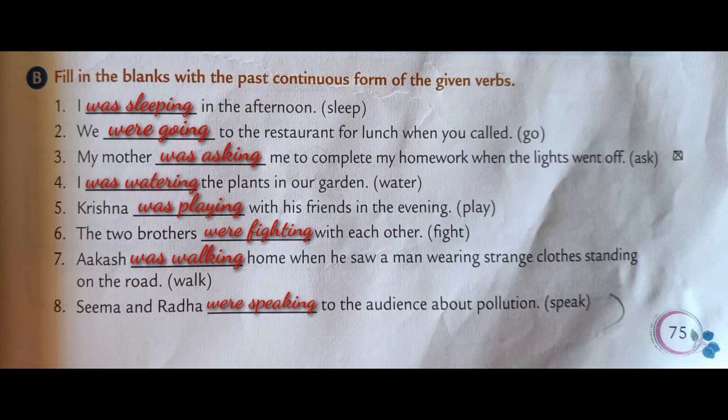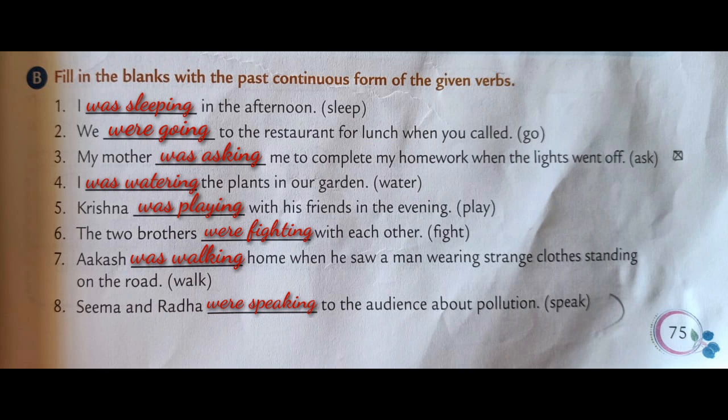For past continuous form, we use was or were plus the ing form of the verb to form the past continuous tense. Moving to the first question, I was sleeping in the afternoon. Here, the given verb is sleep. Sleep changed to was sleeping because the I subject is singular. So we are using was.